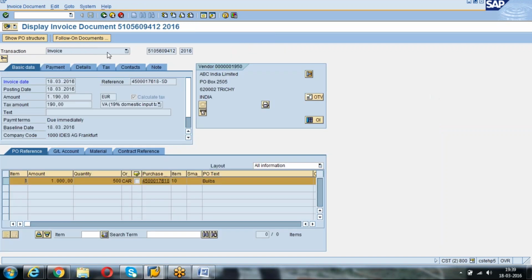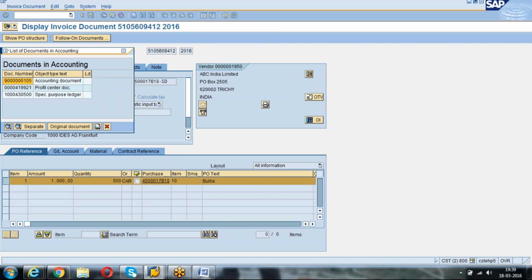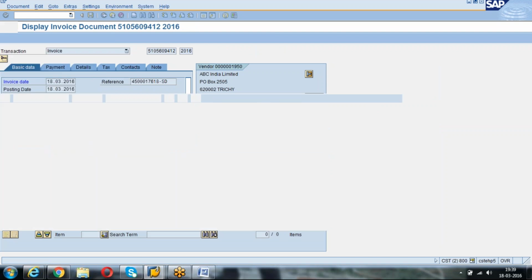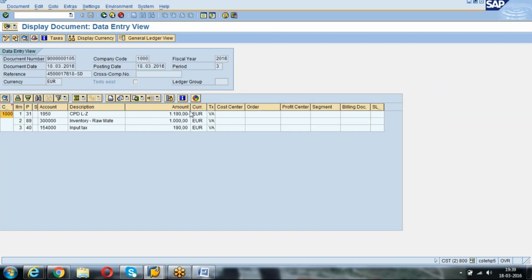We will see the accounting documents. This will be similar to invoice verification. See, vendor account, credit. You can see that inventory of raw material, means stock account, gets debit and input tax is debit. Here in case of subsequent debit, you have seen an additional entry, that is stock account, inventory account.